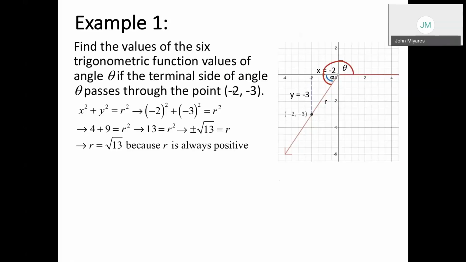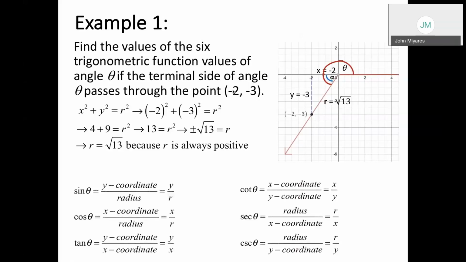Now we can evaluate the six trig functions here, assuming we have an opposite side of -3, an adjacent side of -2, and a hypotenuse of the square root of 13. The sine ratio is going to be the opposite over the hypotenuse. Y over r becomes -3 over the square root of 13, which we can rationalize as -3 square roots of 13 over 13.